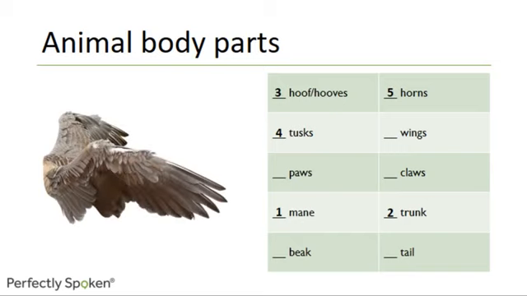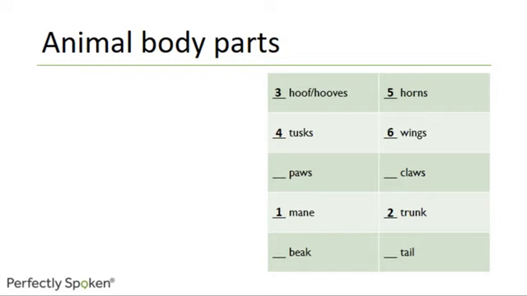Next one. Okay, these are what birds use to fly. Bats have them too, although without feathers. And these are called wings, of course. Next one.